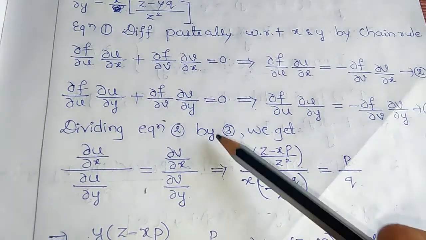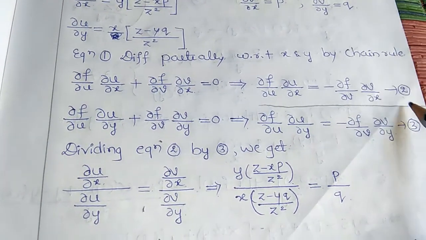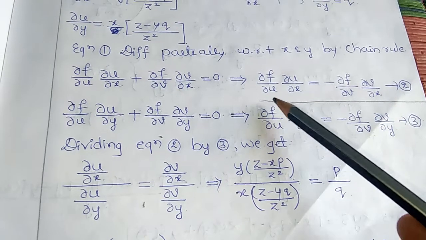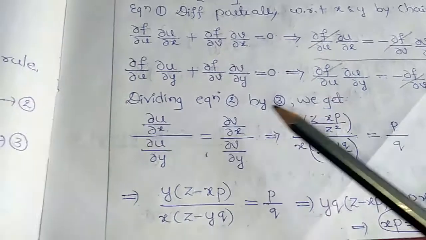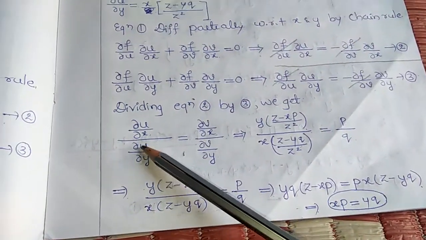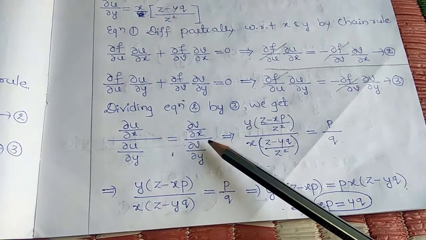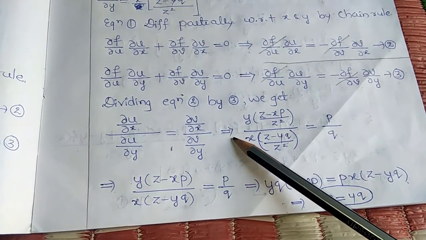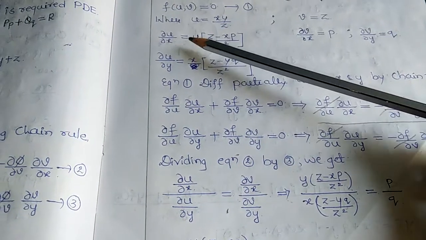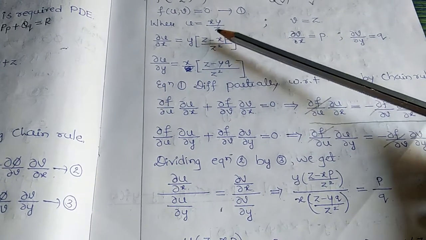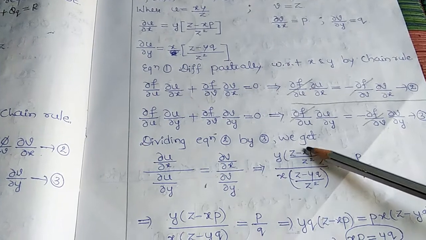Divide equation 2 by 3 we get, means it is equation 2, it is equation 3. Divide means cancel these two values. Yes, we get dou u by dou x divided by dou u by dou y is equal to dou v by dou x into remaining term dou v by dou y, which is equal to, what about dou u by dou x value? Yes, we have dou u by dou x is equal to y into z minus xp divided by z square, right in the numerator.